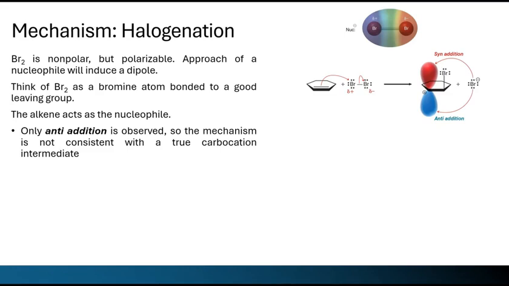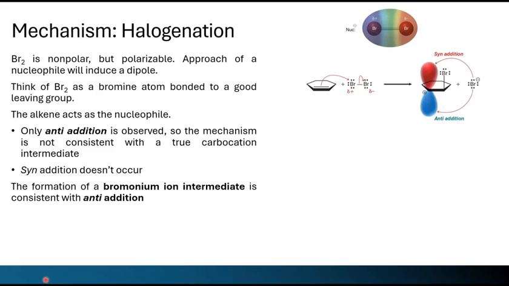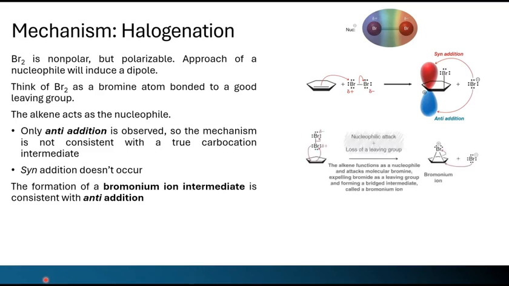Only anti-addition is observed, so the mechanism is not consistent with a true carbocation intermediate. If we had a true carbocation intermediate, then Br can attack from either side, but we do not see the syn addition product. Syn addition doesn't occur. The formation of a bromonium ion intermediate is consistent with anti-addition. In other words, one of the Brs that did add across a double bond to start isn't only adding to one of the carbons, but a little bit to both.